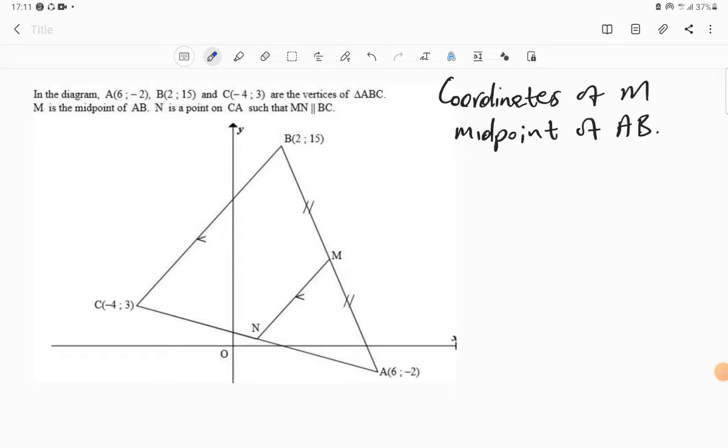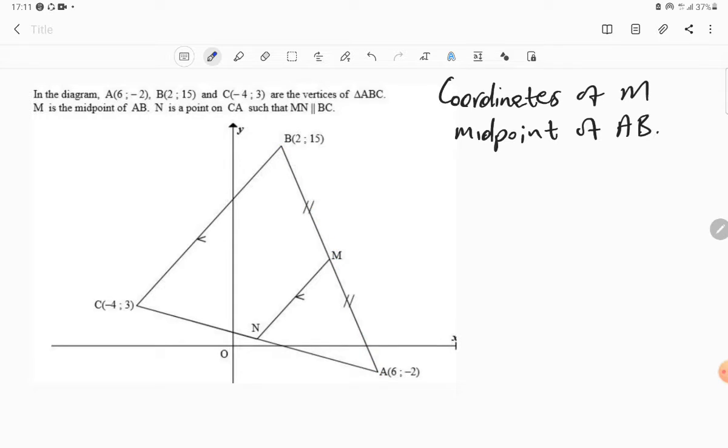Alright, in this situation we have the diagram. A, B, C are the vertices of a triangle ABC, and M is the midpoint of AB as indicated in the diagram. Then N is a point on CA such that MN is parallel to BC, which means these lines are parallel to each other as shown in the diagram.